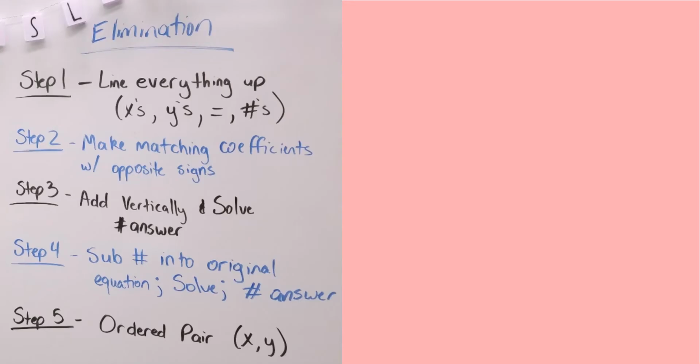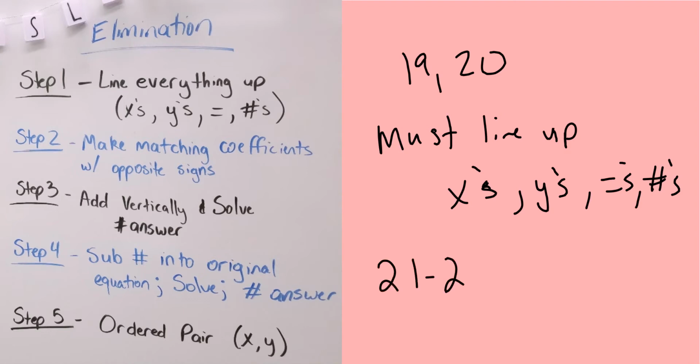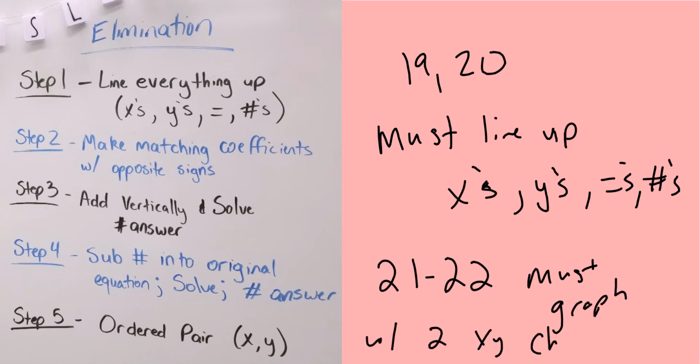So in 19 and 20, I must line up the x's, y's, equal signs, and the numbers. Alright? 21 through 22, I must graph it with 2 XY charts. Everybody is using substitution or elimination for 21 and 22, and you can use it to check your work, but you still have to have 2 lines that are graphed.